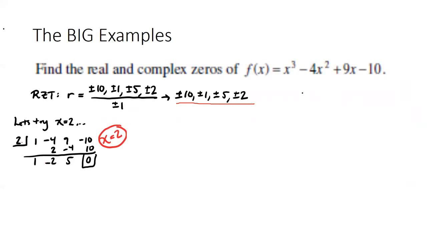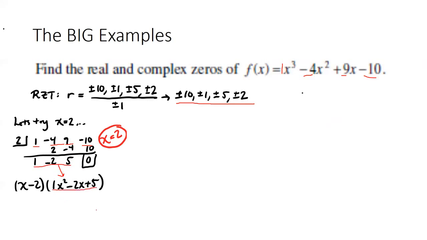So I take 2, I put it in the box, and I do my synthetic division. Where these coefficients came from is up here. There's the 1. There's the negative 4. There's the 9. There's the negative 10. And I found that 2 was a winner. That's huge. After I do that, I'm left with these coefficients of the quotient.